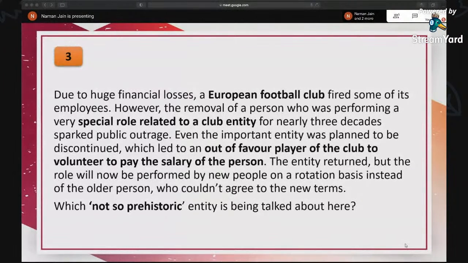But the entity returned, and much to the disappointment and anger of the fans, the role will be performed by new people on a rotation basis instead of the older person who could not agree to the new terms, maybe because less money was being offered. Which not so prehistoric entity is being talked about here? Need a name, a specific name. So, which not so prehistoric entity is being talked about here? European football club, out of favor person.